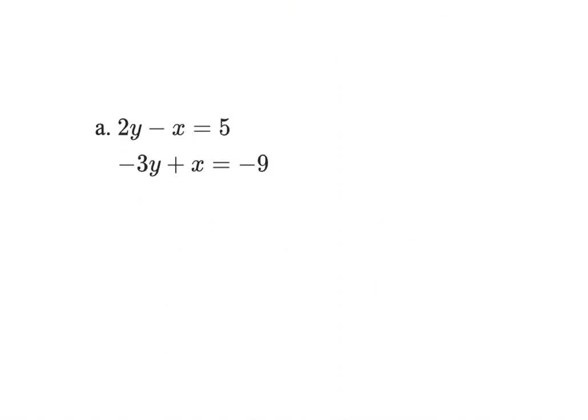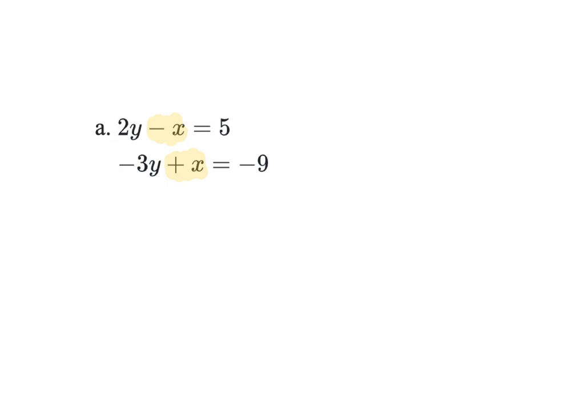Let's try a couple more together. So we're thinking about elimination because we see two equations, both in standard form. Do we have opposite coefficients on the same variable? We do. We have negative x here, so -1x, and we have positive x here, so that's +1x. What should we do next? We should add them together.